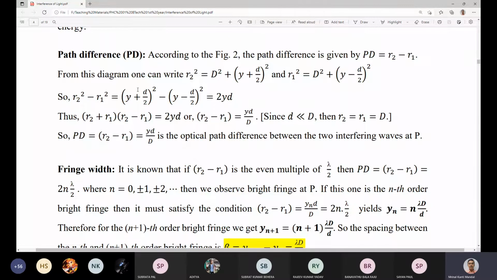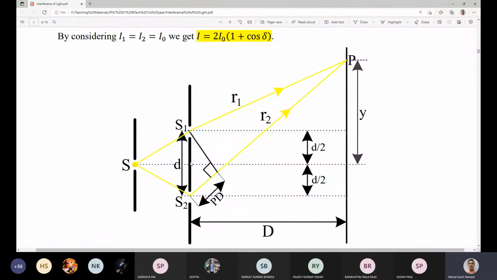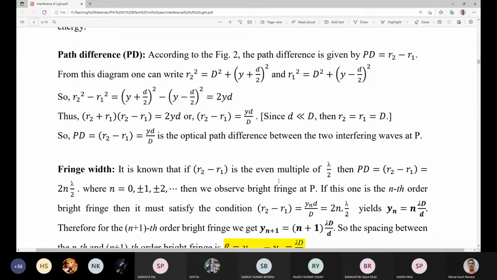Now from this figure, the path difference PD, that is R2 minus R1. From the diagram we can write R2 square. What is R2 square? This is a right angle triangle. So R2 square is equal to D square plus (Y plus d by 2) whole square.